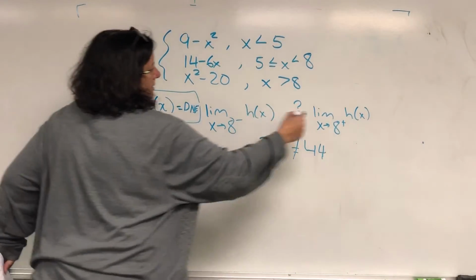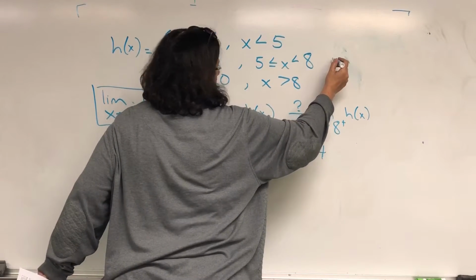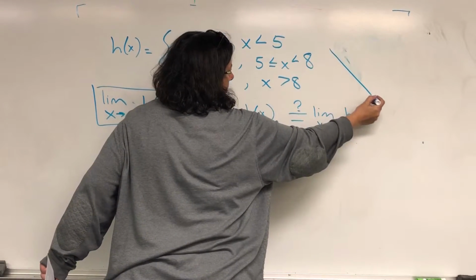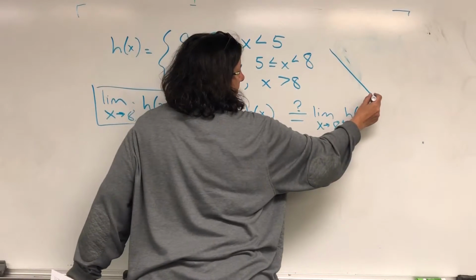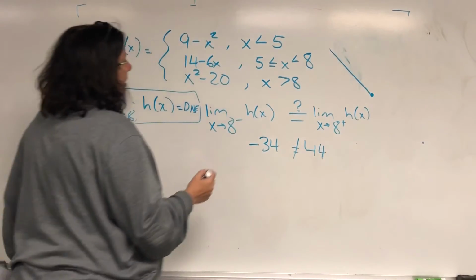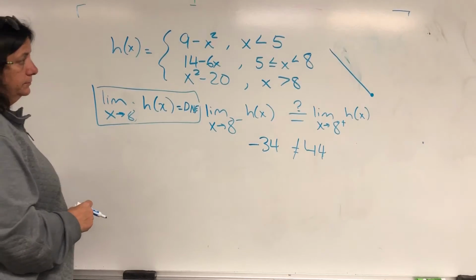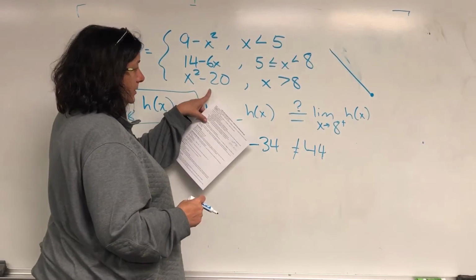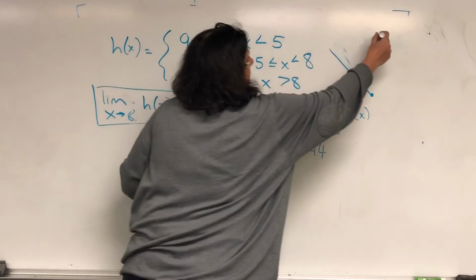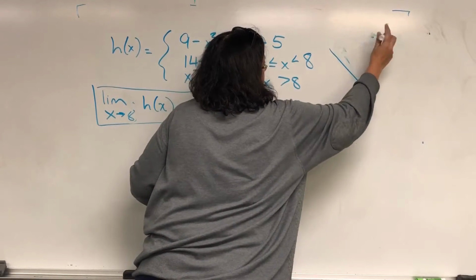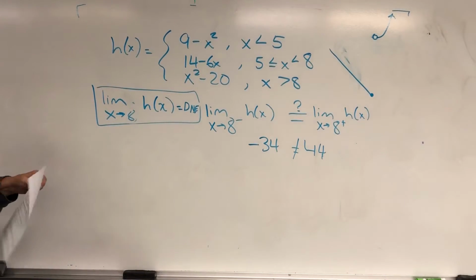And that's because in this function, I'm not exactly sure what it looks like, but as we approach 8, we would have a negative linear, right? And this negative linear has a point right here of 8, negative 34. And then this quadratic has a point right there of 8, comma 44. So there is definitely not a limit there.